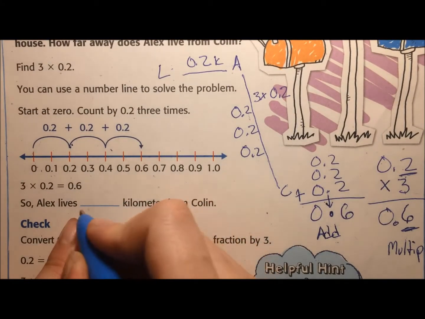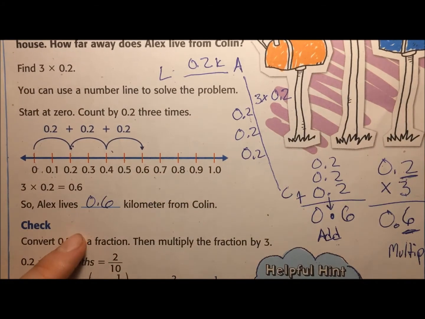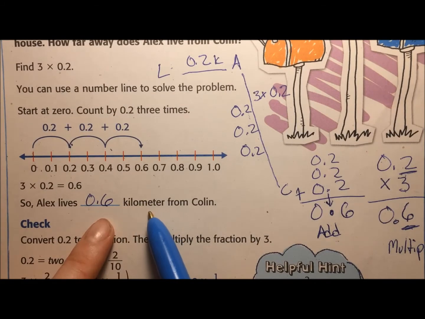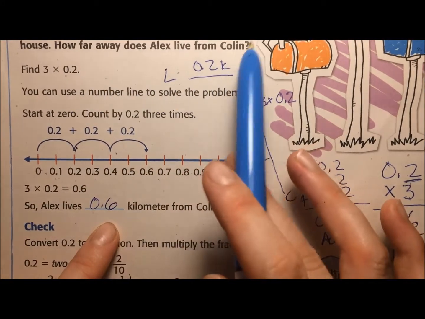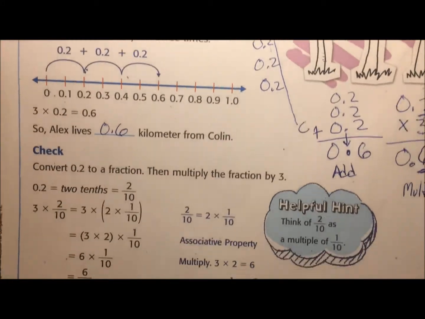So Alex lives 0.6 kilometers from Colin. Okay, and it did not ask us to convert. So we don't need to convert. It didn't ask us to.